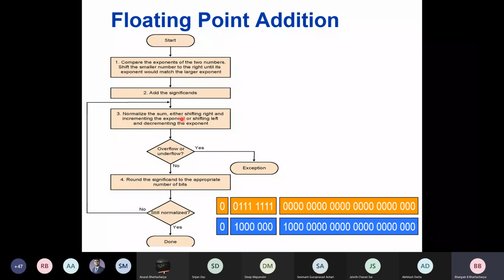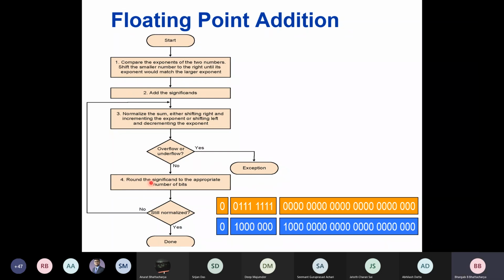After adding the significands, you normalize the sum, either shifting right and incrementing the exponent, or shifting left and decrementing the exponent. As the exponent values get changed because of the shift, it may exceed the representable value. So there may be overflow or underflow. If yes, then it is an exception, meaning that you have to fill this with appropriate values, which represent plus infinity, minus infinity, or 0.